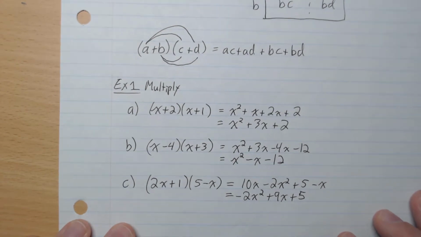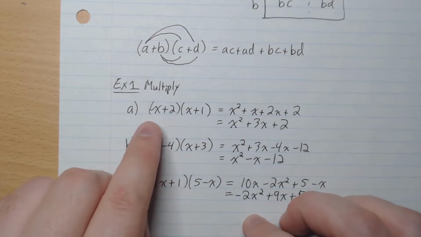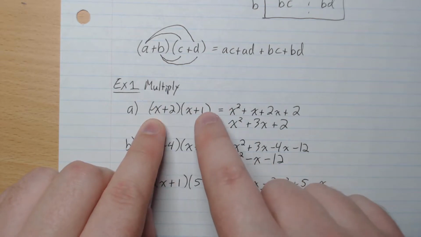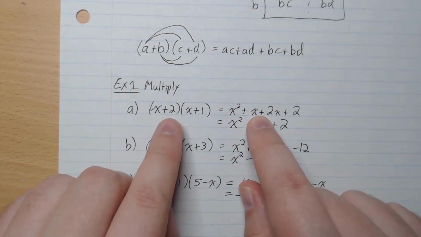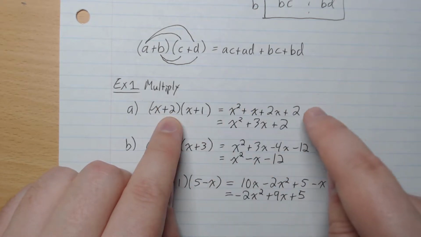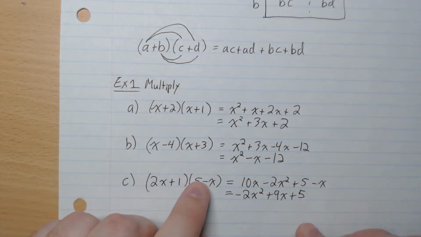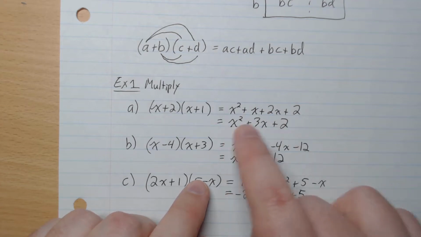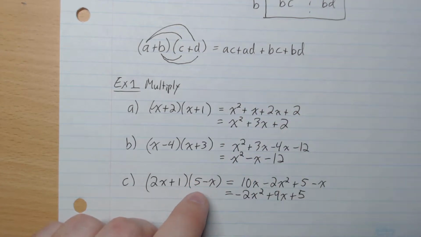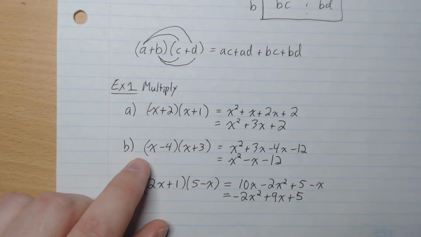Okay, so examples, multiply. So we start with the x times x, x squared, x times 1, x. Then we move over, 2 times x, 2x, 2 times 1, 2, like that. And so now we collect like terms, so x squared plus 3x plus 2, like that. Okay, I'm going to do lots of examples for you.